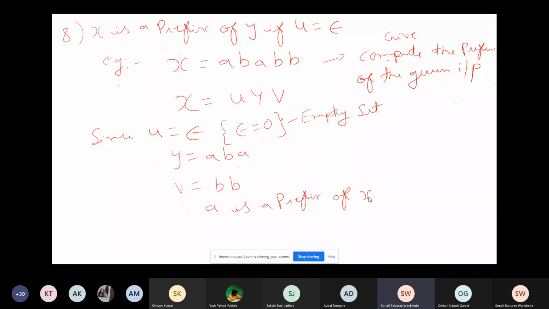Is this clear? We will continue this in the next lecture, but try to understand this. A is a prefix of X. Why is it a prefix? Ma'am, we can also write y is equal to AB. Yes, that's a very good answer. See, this was just a concept, right? A is a prefix of X.